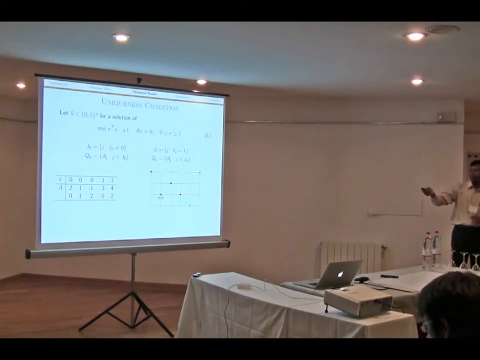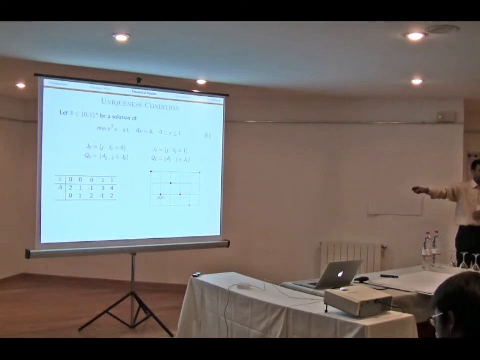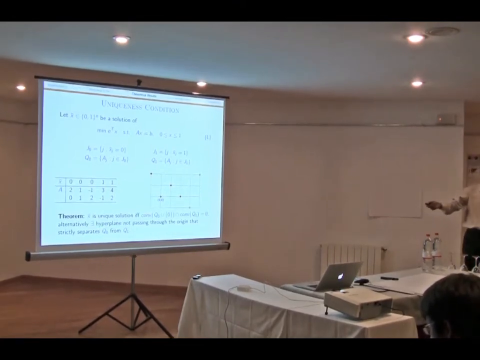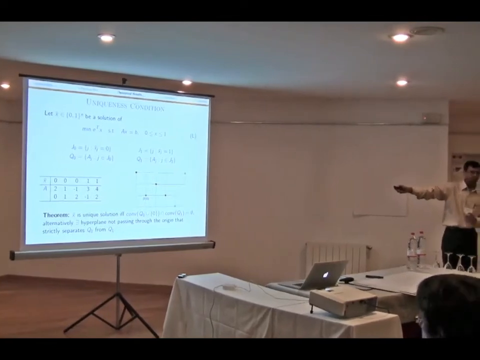Now for the columns, we represent each of these columns as a point in R to the power m space. In this case, all the columns for which x has value 0 I am representing by red, and all the columns for which x takes value 1 by green. So the theorem that we gave in the paper is that x is a unique solution if we consider two convex cells.